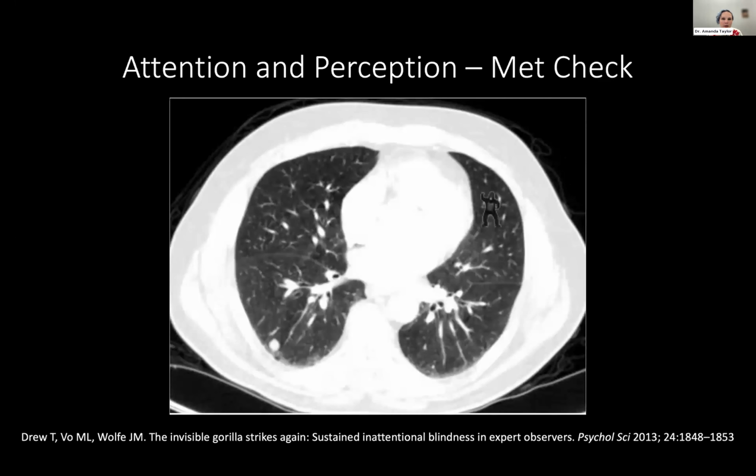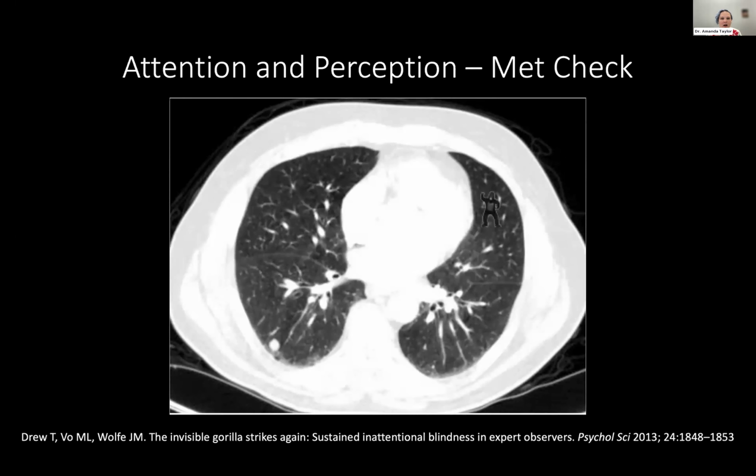So attention and perception. Here's an example from the human literature where a group of radiologists blinded to signalment were given a CT study of multiple patients and told that the purpose of the study was to identify nodules or abnormalities in the study consistent with metastasis.